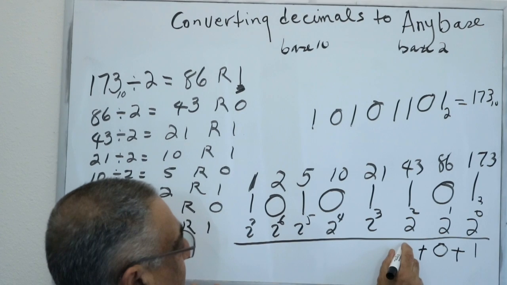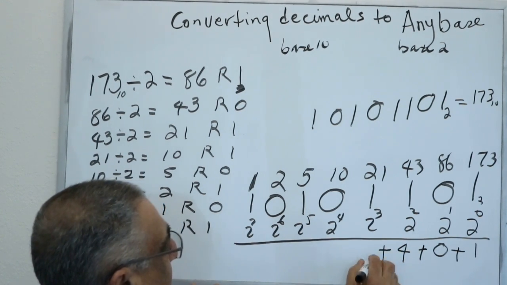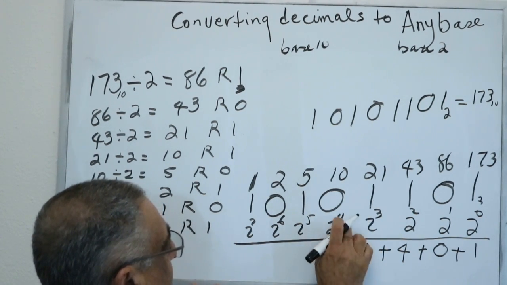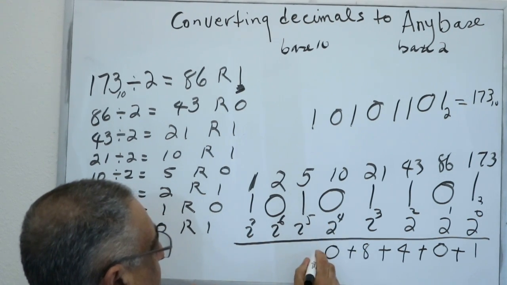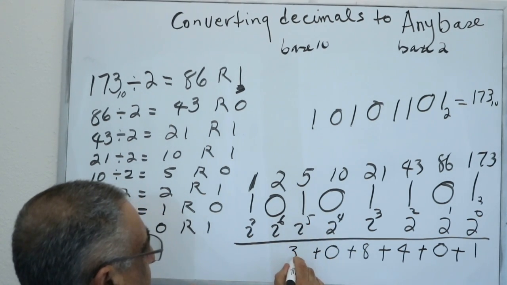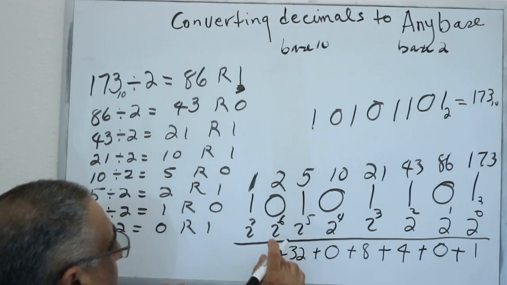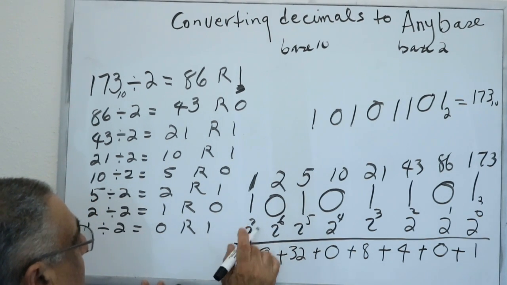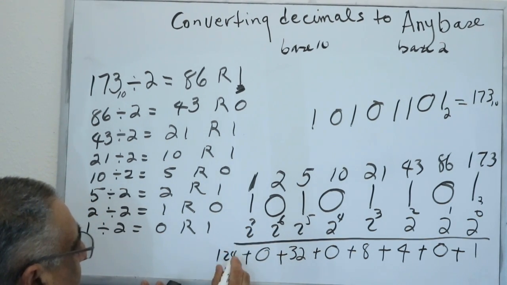2 to the second is 4, I have 1 unit. 2 to the third is 8, I have 1 unit. 2 to the fourth is 16, I have 0 units. 2 to the fifth is 32, I have 1 unit. 2 to the sixth is 64, I have 0 units. 2 to the 7 is 128.